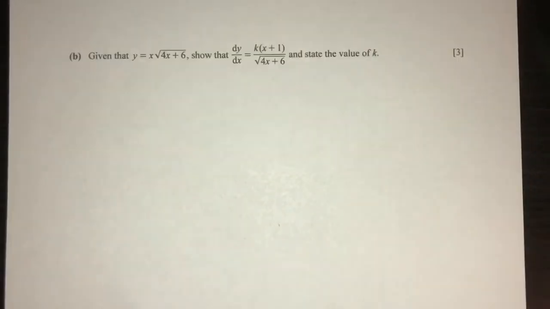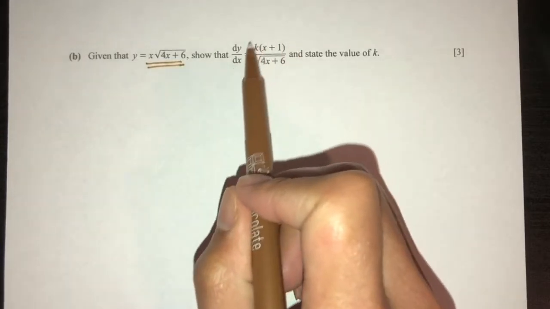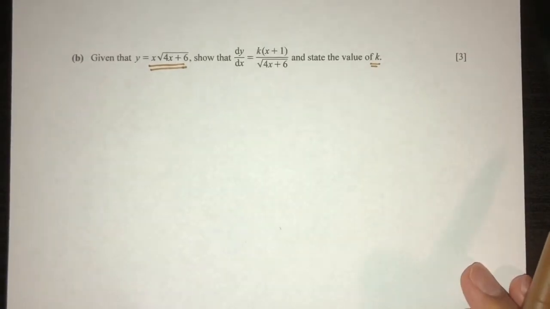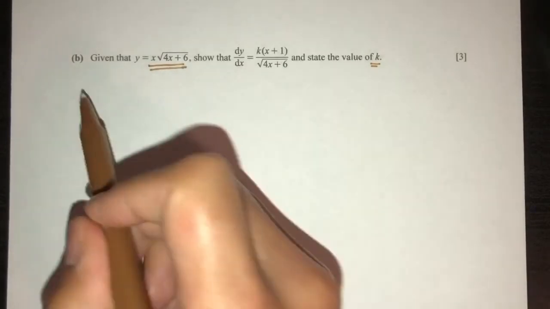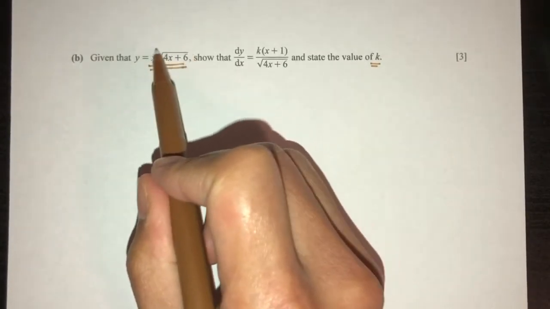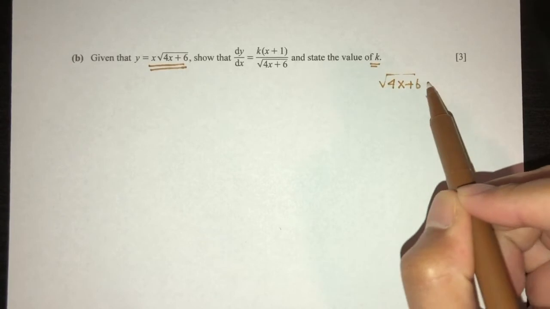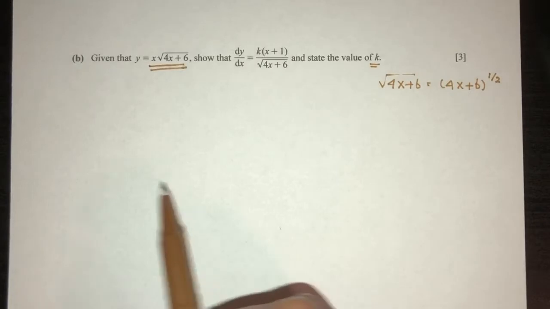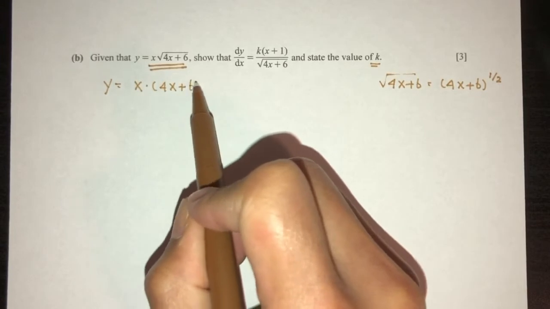Now let's move on to part B of the question. So given that y is equal to this equation, show that dy by dx is equal to this and state the value of k. So again, the same steps. If you observe, this one is a product. X times something is a product, so we have to use your product rule. So now the first thing to realize is we can rewrite this function as 4x plus 6 power half, right? So let's do this. So y is x times 4x plus 6 power half.